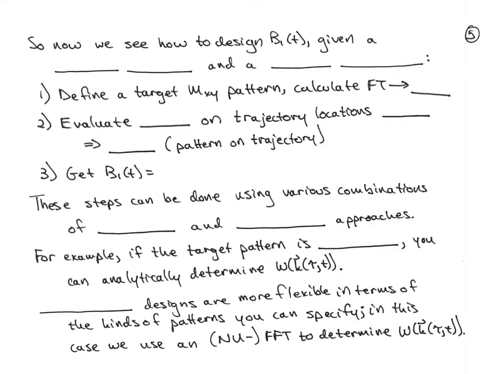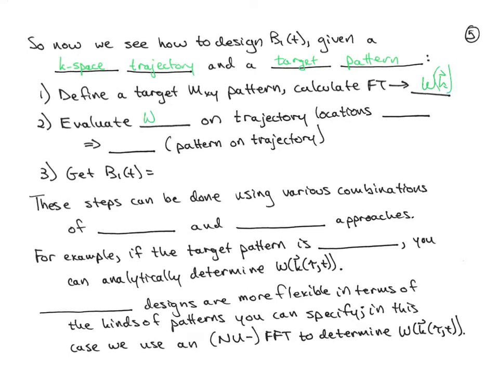So now we can see how we can design an RF pulse given a defined k-space trajectory that's generated by specific gradient waveforms, and a target pattern that we want to excite. First, we define a target MXY pattern and calculate its Fourier transform. That gives us the k-space weighting function that we want to achieve, that we want our pulse to produce.